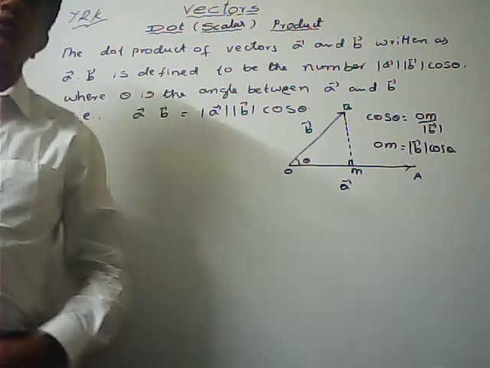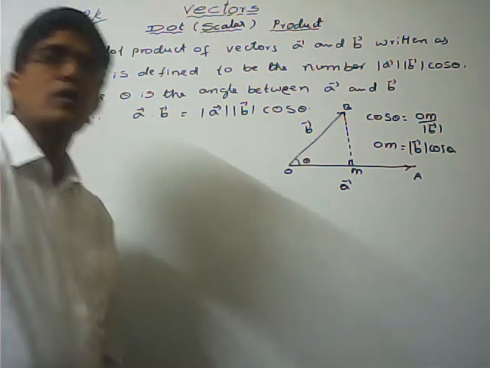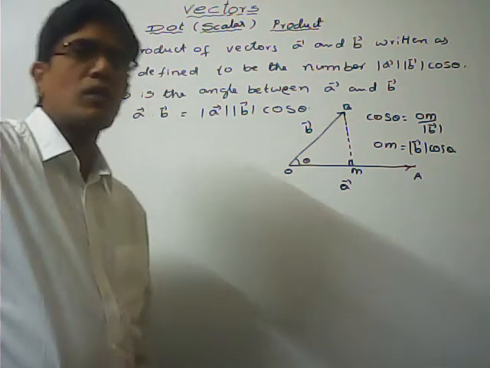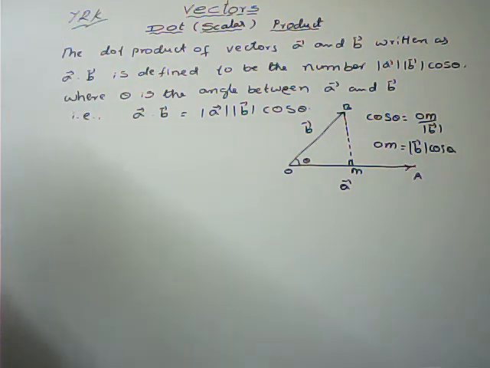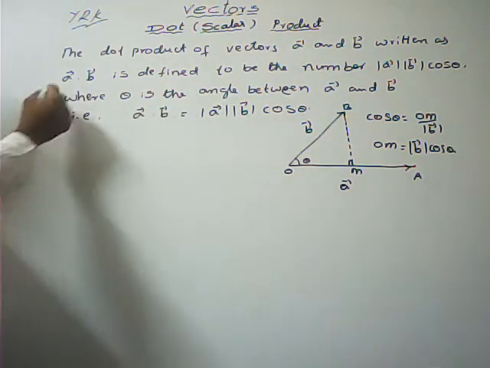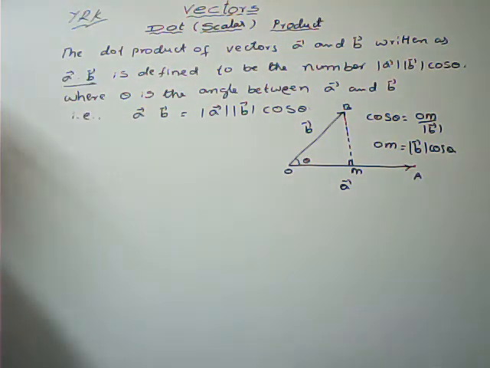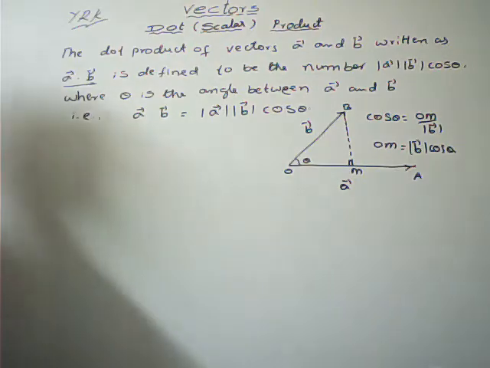In this video class, I am going to discuss the dot product, or scalar product, of vectors. Now, what is the definition of the dot product? The dot product of two vectors a bar, b bar, written as a bar dot b bar, is defined as the number modulus of a bar into modulus of b bar into cos theta, where theta is the angle between the two vectors.